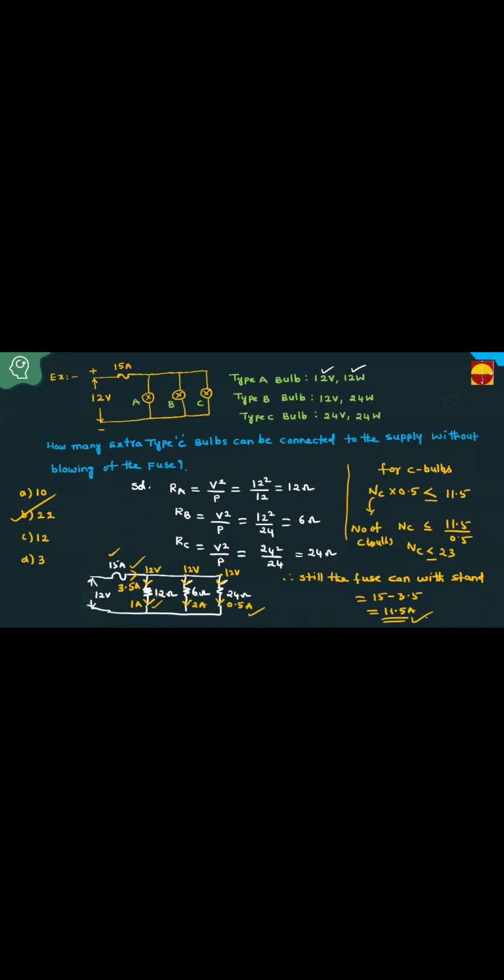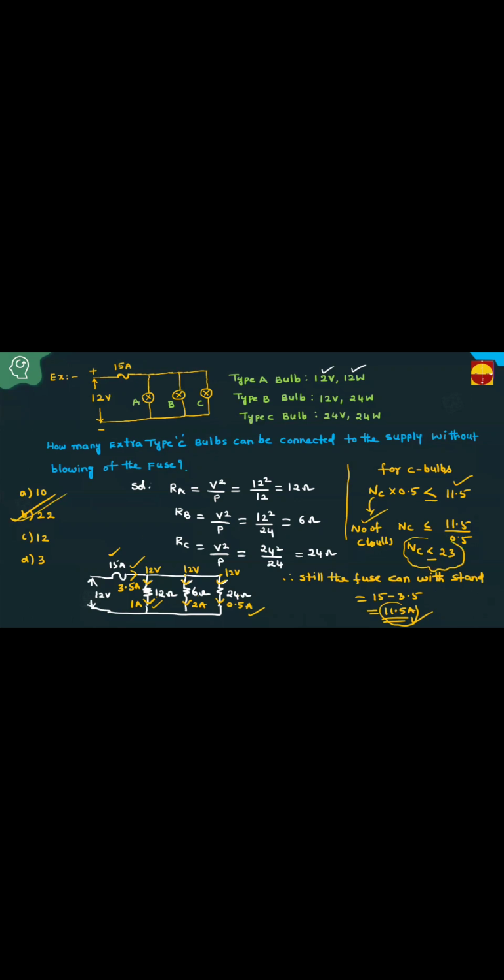11.5 amperes it can withstand. The question is asking, how many extra type C bulbs can be connected to the supply without blowing the fuse? Without blowing the fuse means the current must be less than or equal to 15 ampere. If the current drawn from the source is greater than 15 ampere, the fuse will blow. That's the reason you subtract 15 minus 3.5, which is 11.5. Corresponding to 11.5, you calculate the number of C bulbs. The number of C bulbs is less than or equal to 23. The best selection is 22.